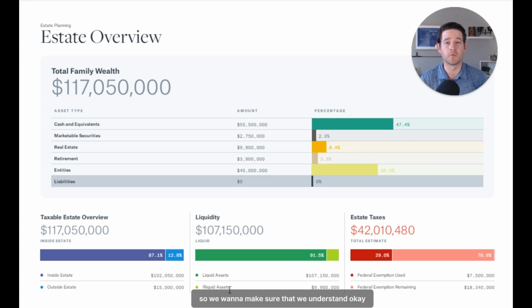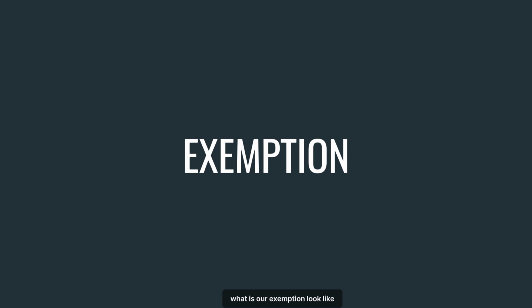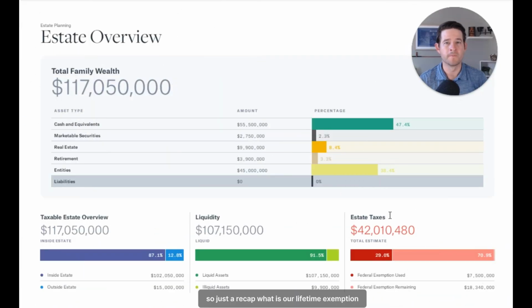So we want to make sure that we understand, okay, how much liquidity do we have, and then specifically how much liquidity we have as it relates to estate taxes. And that's our third bucket we have over here, where when we look at this, the biggest thing we're going to be looking to identify is, one, what is our total estate tax that we're going to owe? And then two, what does our exemption look like from a family perspective?